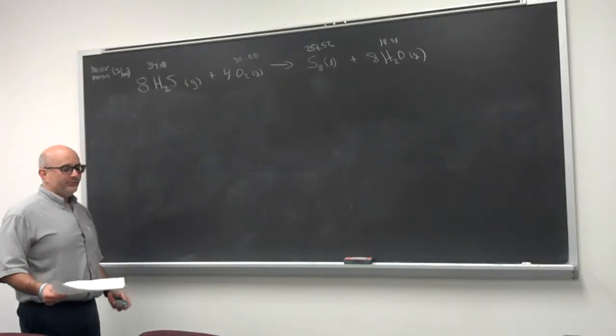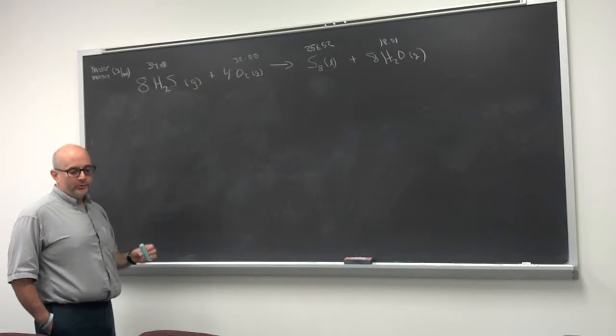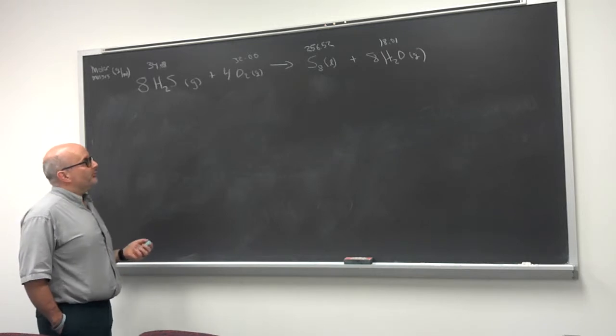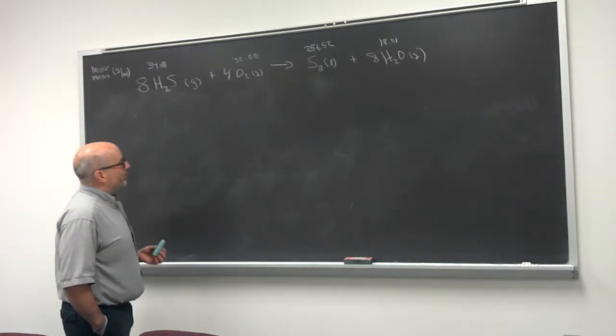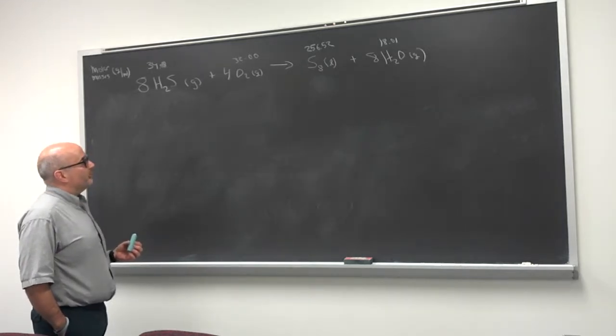Alright, as promised, this is the limiting reactant example. This is actually problem 3.85 from the book. So we're reacting hydrogen sulfide with molecular oxygen to give us elemental sulfur, S8, and water. And this reaction actually occurs at a fairly elevated temperature, which is why the elemental sulfur is liquid and everything else is a gas.